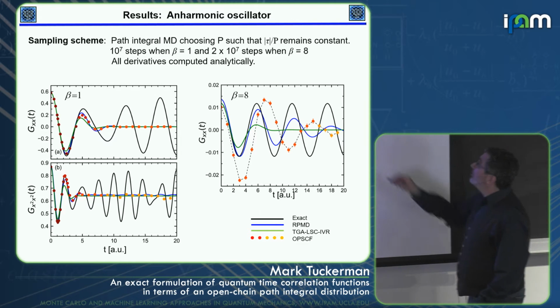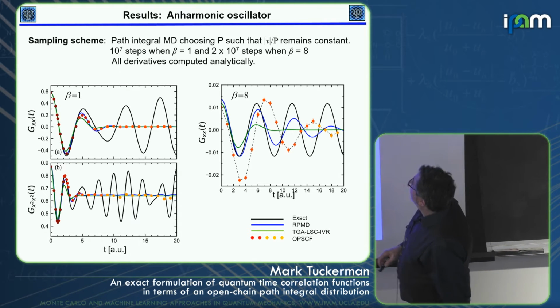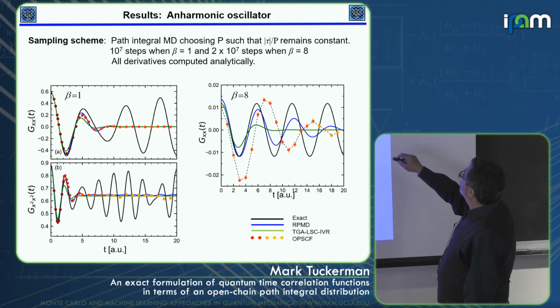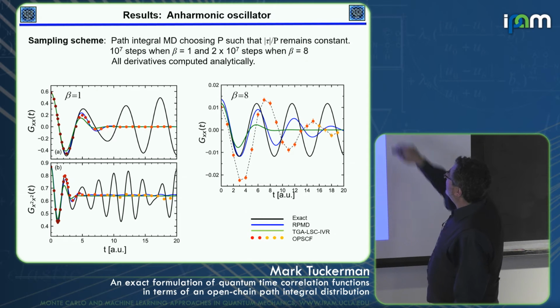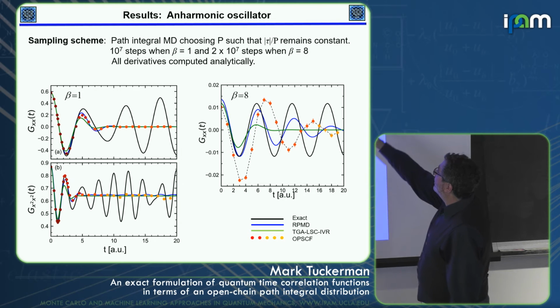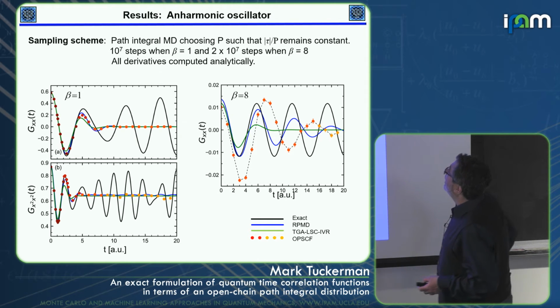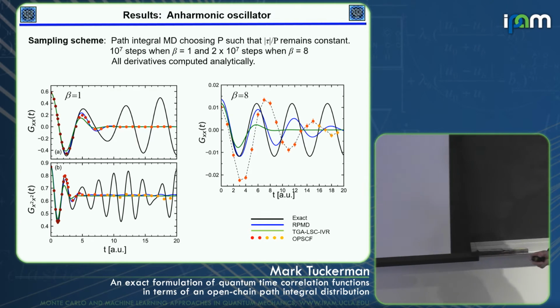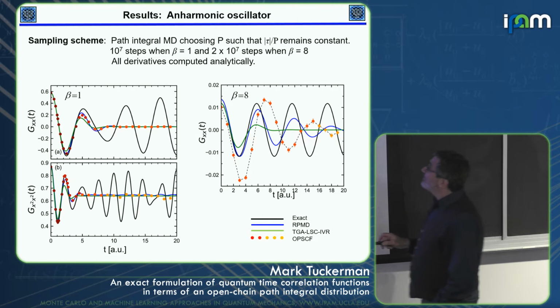And now you get to the low temperature case, and again, nobody's doing all that well. So RPMD gets out of phase. So does the open chain one. We'll come back to that point. And the semi-classical just. All right. So that's a tough one. This quartic oscillator is not so easy.